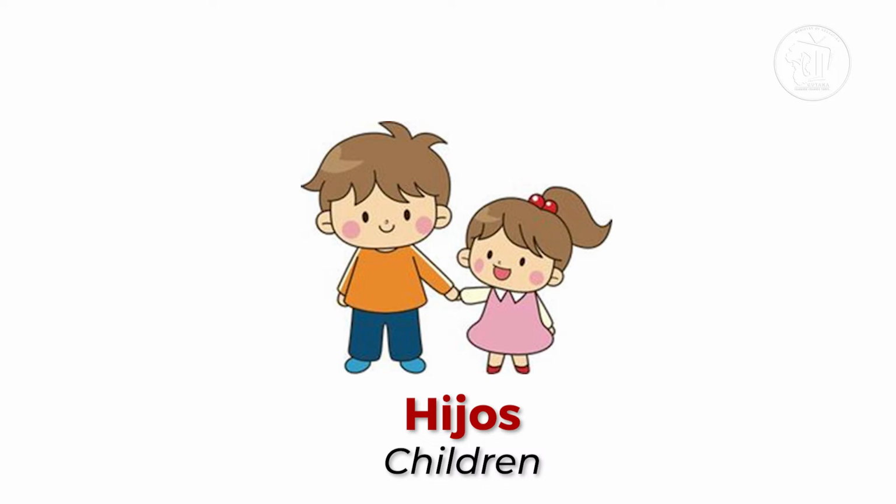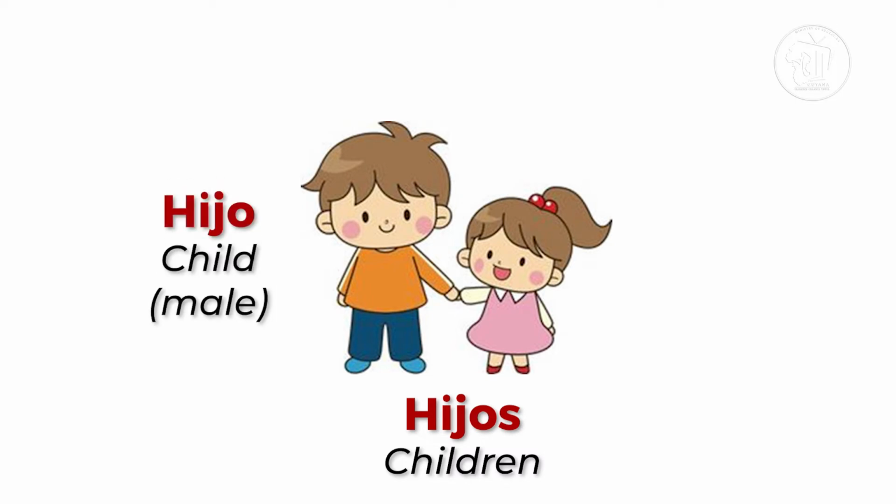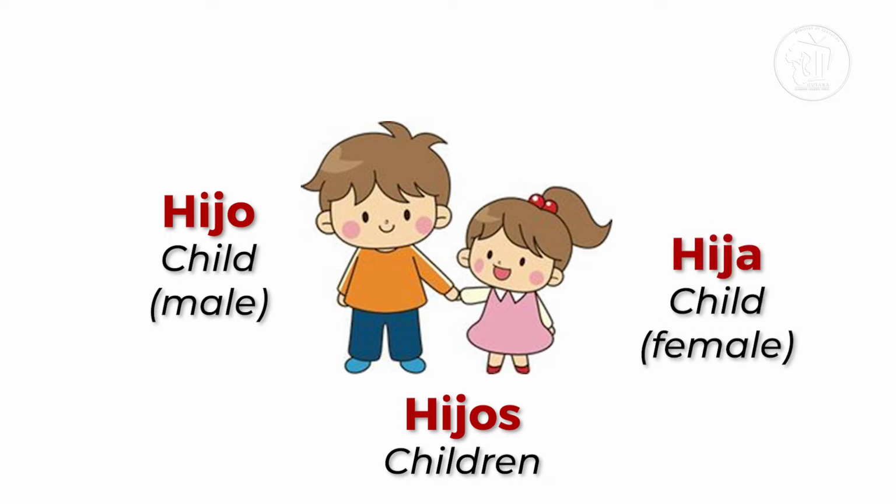Now, if you wish to talk about a single child, you could say hijo to refer to the child as a boy and hija to refer to the child when it's a girl. So let's go over this and you could repeat. To say children, you say hijos.